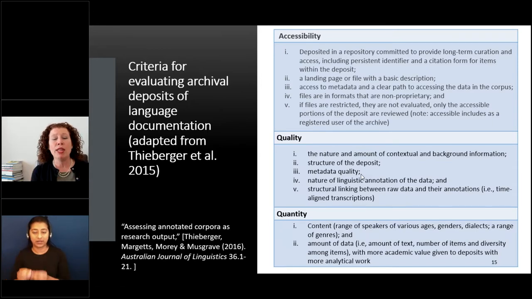And within each category, each criterion, they illuminated it a bit more. So for accessibility, talking about the deposit, what repository is it in? Is that repository going to provide long-term curation and access, including a persistent identifier, a citation form for items within the deposit? Is there a landing page or a file with a basic description of the deposit? Access to metadata and a clear path to accessing the data in the corpus. So what do we know about the recording? So what's the metadata in terms of what's there? What do we know about the speakers and their knowledge and their region that they came from or their relationships?